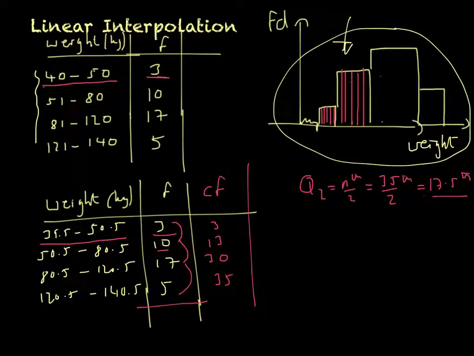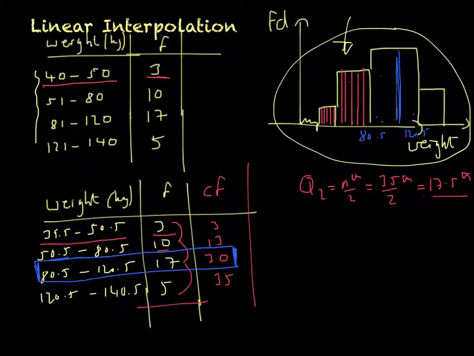Now where does the 17.5th value lie? Well, this class here finishes at 13. This class here finishes at 30. So 17.5 must lie somewhere within this class. Remember, we assume that everything is equally spaced. What would be a systematic way? If this is our 80.5 to 120.5, somewhere in here, and remember all our frequencies are contained within here, somewhere in here is this 17.5th value. Where is it?